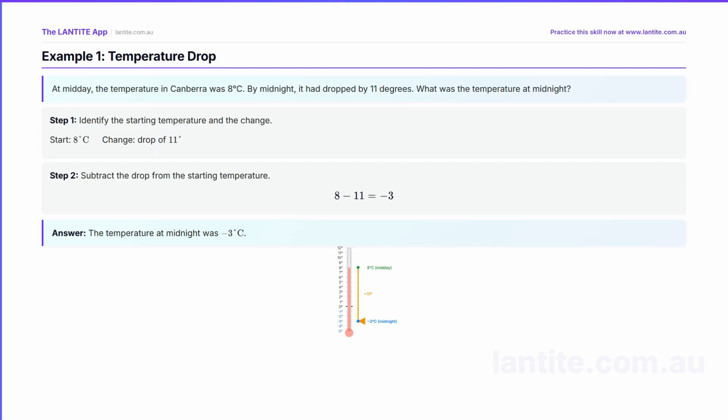Let's work through our first temperature problem. At midday, Canberra was 8 degrees Celsius. By midnight, it dropped by 11 degrees. We start at 8 and subtract 11. 8 minus 11 equals -3. The temperature at midnight was -3 degrees Celsius. The thermometer diagram shows this drop clearly. We start at 8 and move down 11 steps, passing through 0 and ending at -3.